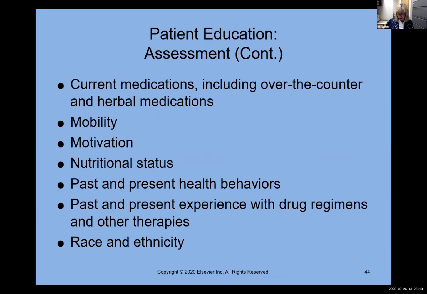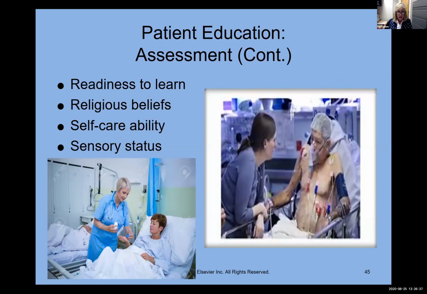But again, when we look at ADPIE and we're looking at patient education, assessment, so knowing what meds they're taking, finding out about their mobility, what about their nutrition, things that we've already talked about. It's all part of that assessment that you're pulling in, that nursing process. Looking at their readiness to learn.